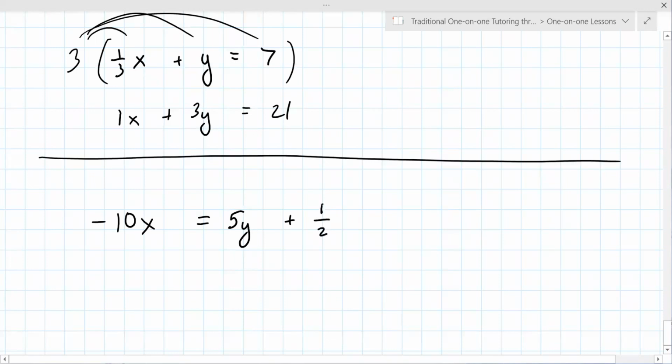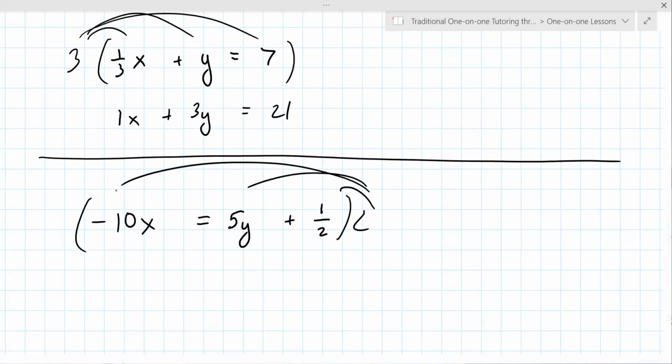Okay, is this in standard form? No, it is not. All right, I got this. Okay. All right, so multiply by 2. Give me the result whenever you're ready. Negative 20x equals 10y plus 1.